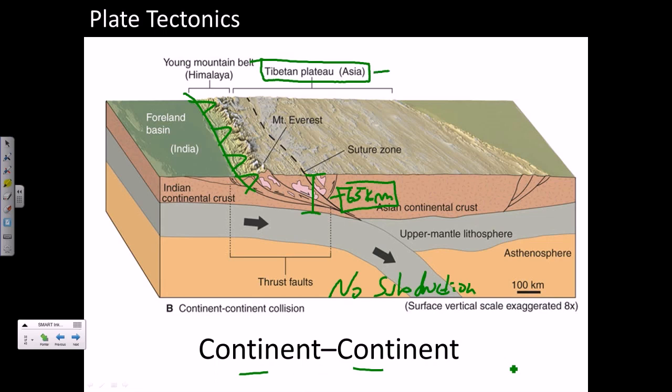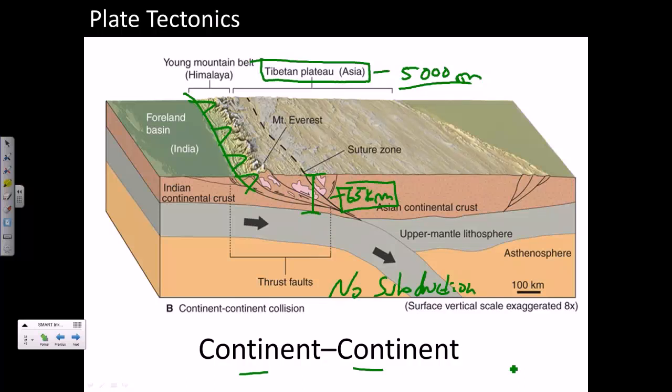The Tibetan Plateau has an average elevation of 5,000 meters. Okay? 5,000 meters or 5 kilometers. So everything in the Tibetan Plateau is relatively high in elevation at 5,000 meters.